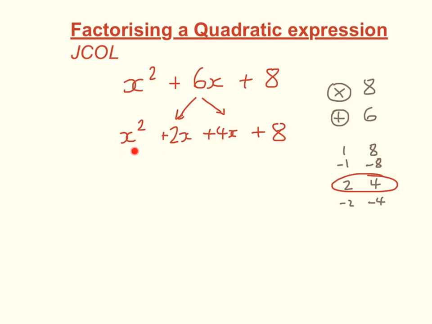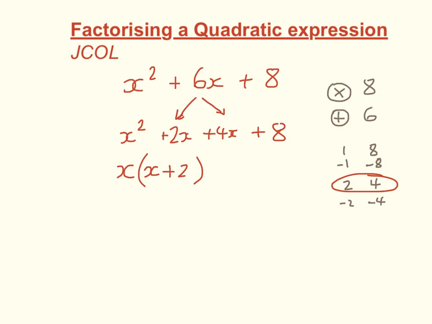So now we take the first two terms and factorise them. What common factor of x squared and 2x? Well, x is, so x comes outside as a common factor. And we say to ourselves, what do we multiply by x to make x squared? Well, it's going to be x. And what do we multiply by x to get 2x? Well, it's going to be plus 2.